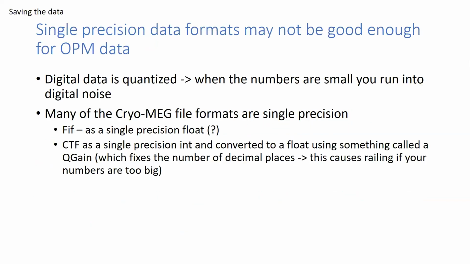So in terms of saving the data, one thing in terms of the format that some people may not be aware of is that the cryo MEG formats are currently, I think, saving single precision. So the FIF format, I think, is a single precision float, and the CPF format is a single precision int. And that's great if you have a range of numbers that can fit within a single precision.